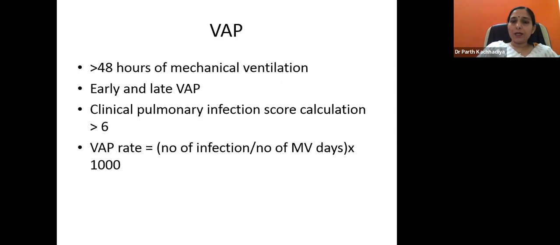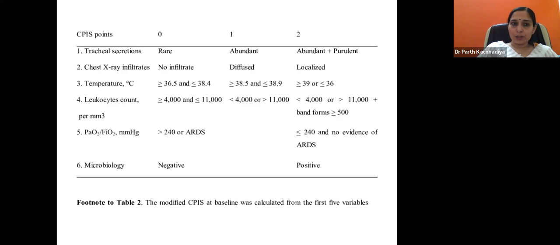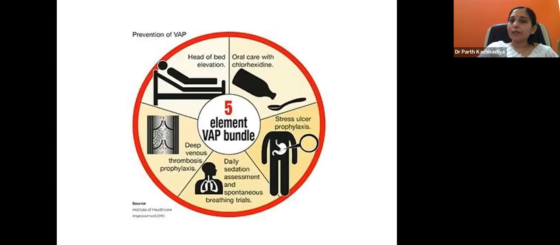So this is the clinical pulmonary infection score calculation. How do we do it? That is based on the tracheal secretions, chest X-ray infiltrates, temperature, leukocyte count, PF ratio, and microbiology. And if the score is more than 6, then definitely the patient is having VAP. So what is the VAP bundle? See, the VAP bundle comprises 5 important aspects, and universally the same VAP bundle is practiced. That is the head of bed elevation.